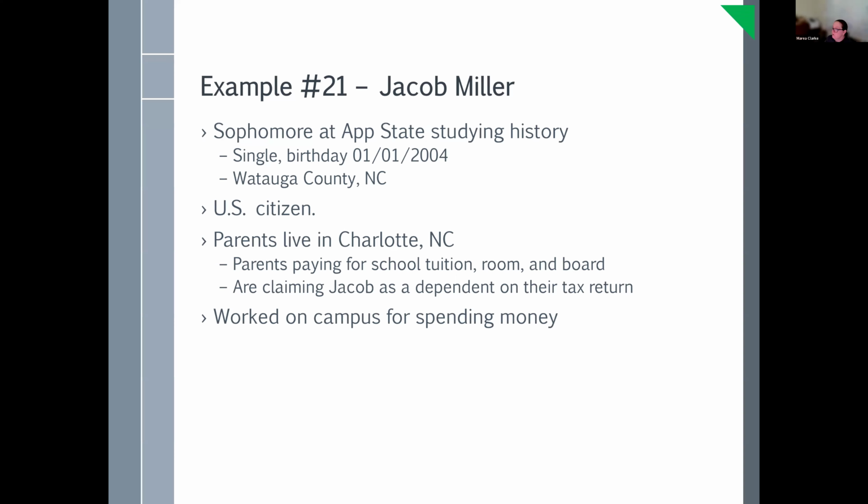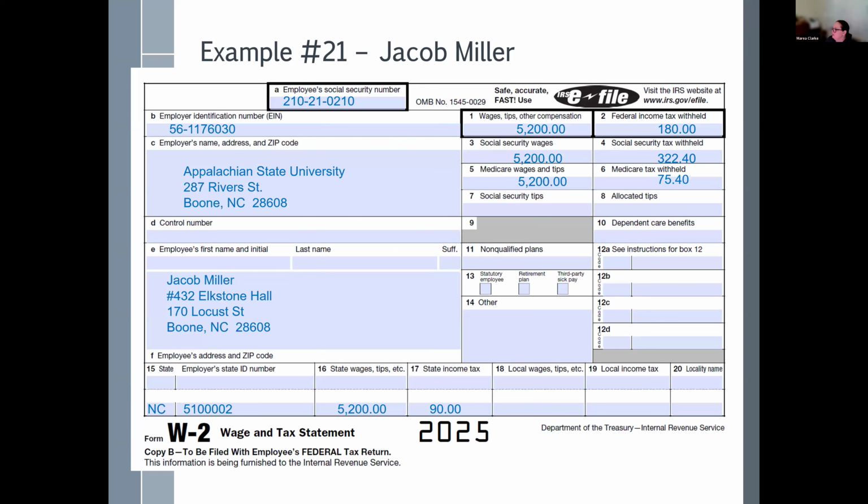But Jacob also worked just a little bit on campus because he wanted some spending money. He had plans to go to Mexico for spring break, so he needed to earn some money. And this is what he earned. This is a W-2, a semi-realistic W-2 that is the actual form, what it would look like. That is the real employer identification number for App State. Obviously, that's a fake number for Jacob. And the rest of the stuff is pretty good.